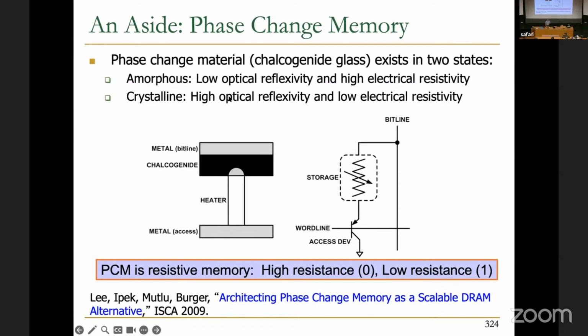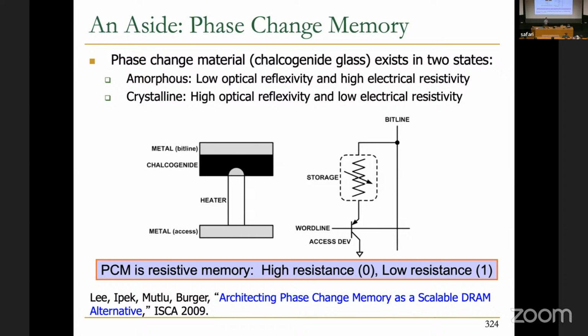So I'll just give you one example. In this case, phase change memory. You have phase change material that exists in 2 states in nature, amorphous state and crystalline state. And these have completely different properties. And there's a very wide range in terms of these different properties. For example, in amorphous state, this material has low optical reflectivity. In the crystalline state, it has high optical reflectivity. This means that if you shine light on this, you can detect whether you're in the amorphous state or crystalline state. And that's one reading mechanism.